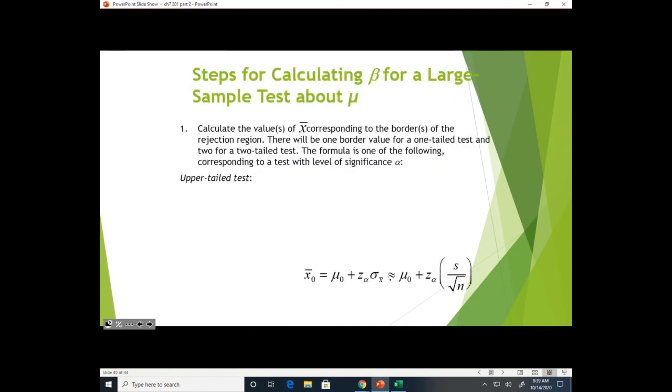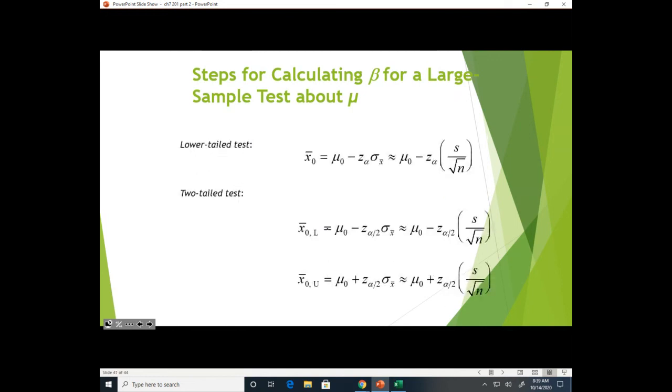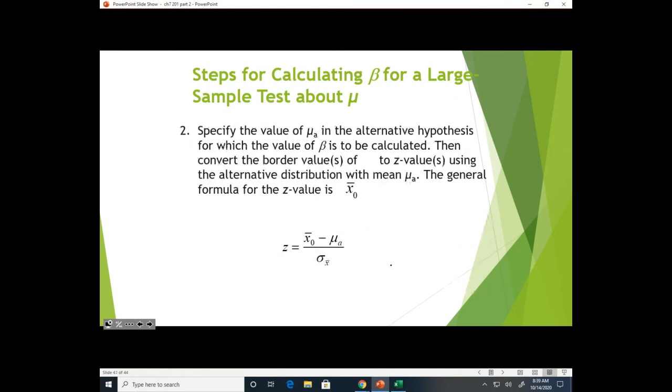So to calculate beta for large sample size, we calculate the values of our x bar corresponding to the borders of the rejection region. There will be one border value for a one-tailed test, 2 for a two-tailed test. The formula is one of the following corresponding to a test with a level of alpha. So we calculate this out, and the lower tailed. That's how you do it for upper and lower tailed. I'm not going to have you calculate it out, I don't think, so don't focus too much on it.